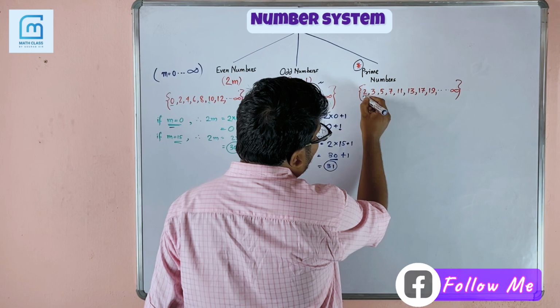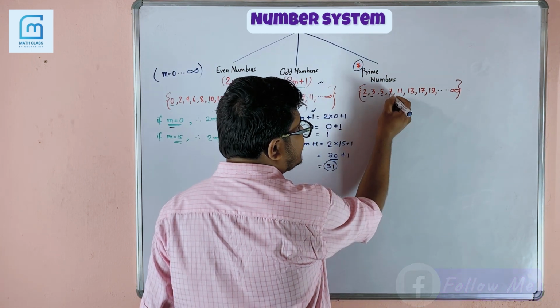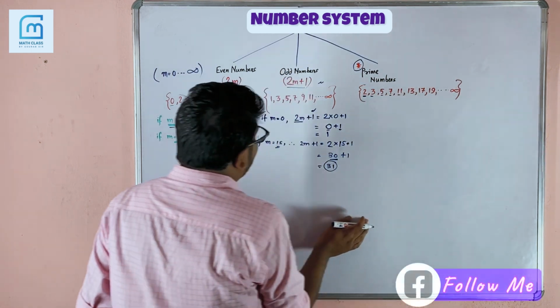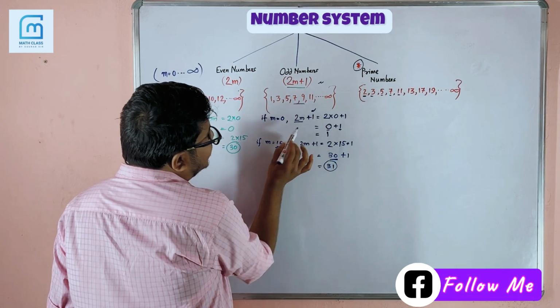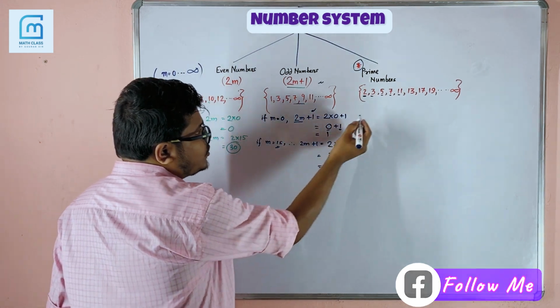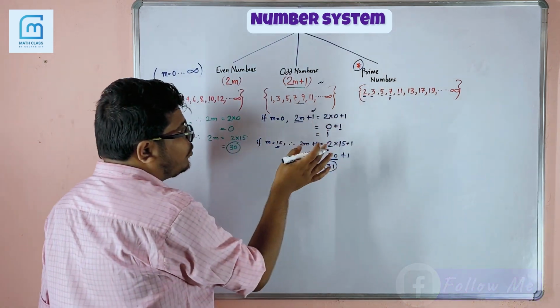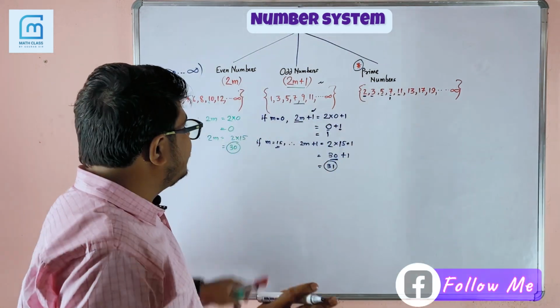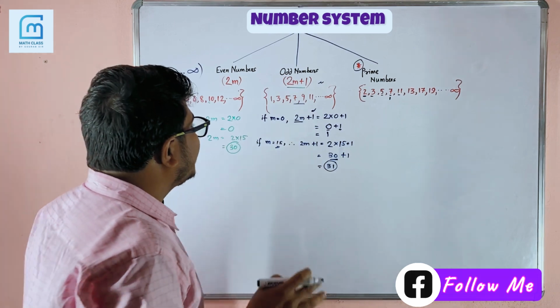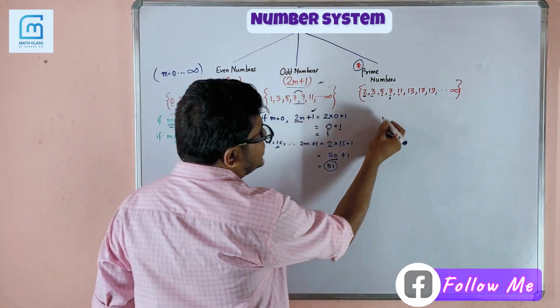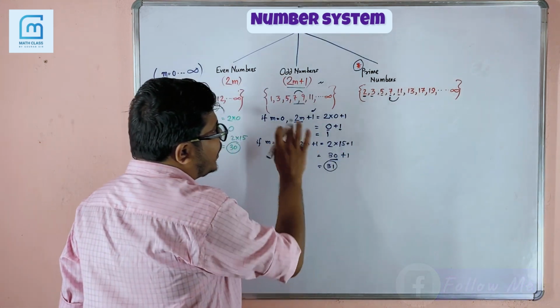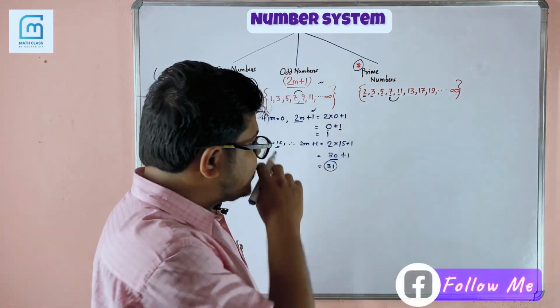So 2 is the lowest prime number, then 3, 5, 7, 11. Now, everyone gets confused between odd numbers and prime numbers. See here, from 3 up to 7, they are all odd numbers and also prime numbers, without 1. In this case there is a gap of 2 but here there is a gap of 4. So why this discrimination?